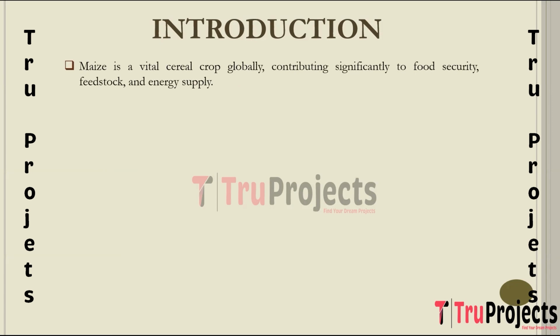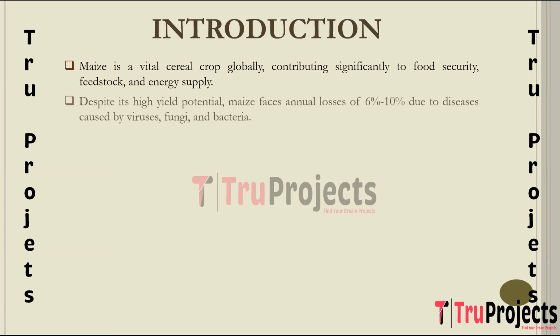food security, serving as a crucial source for food, feedstock, and energy supply. Despite its high production potential, maize faces significant challenges due to various diseases caused by viruses, viroids, fungi, and bacteria. These diseases can lead to an annual loss of 6% to 10%, impacting both food production and economic stability.